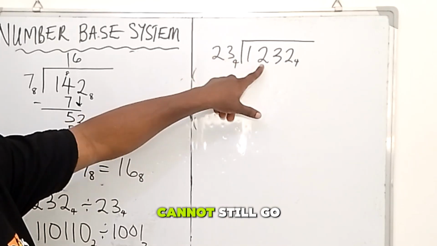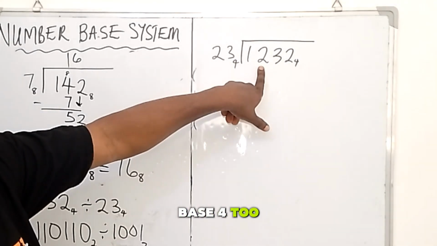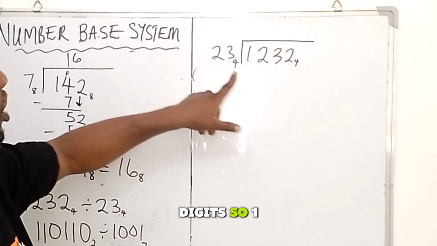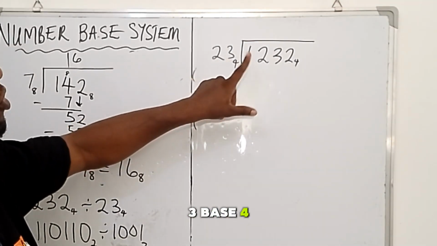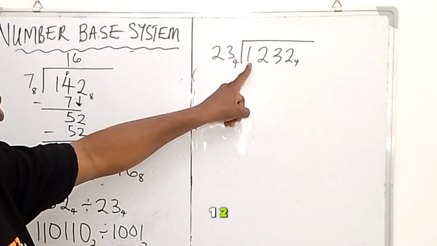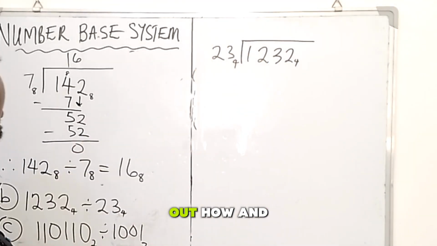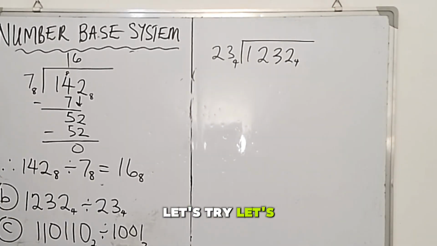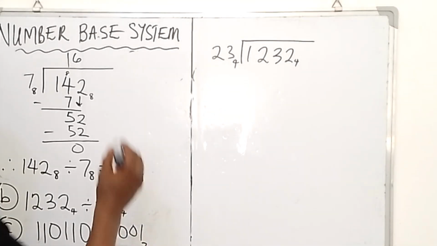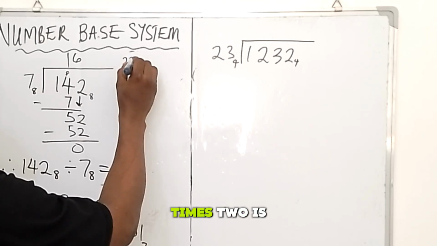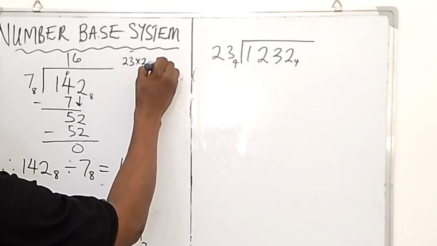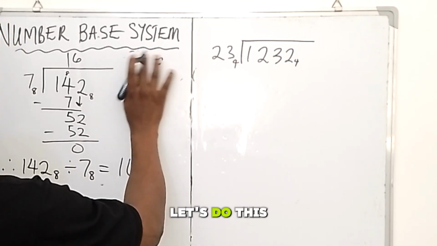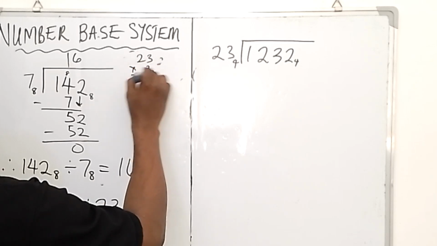23 base 4 cannot still go into 12 base 4. Too small. Yes. So let's try the 3 digits. So the 23 base 4 can go into 123 base 4. But let's find out how and which numbers. Let's try a 2. 23 times 2.